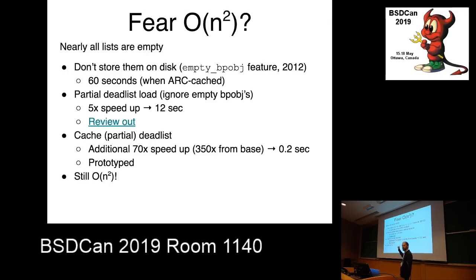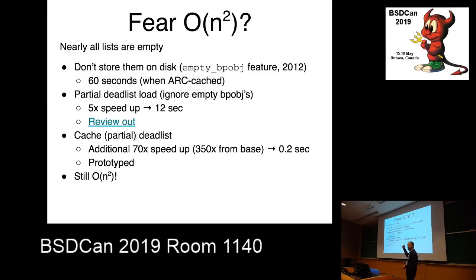The next change that I've reviewed for now is partial deadlist loading. The algorithms are still O(n squared). You still have a table of all of those past times, but you can get big speedups by being smarter about how we process it.